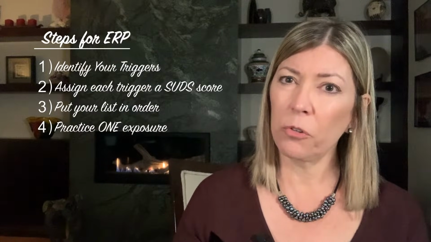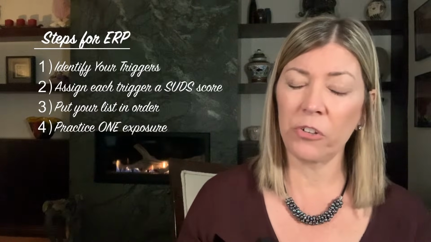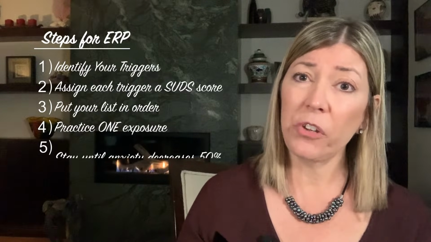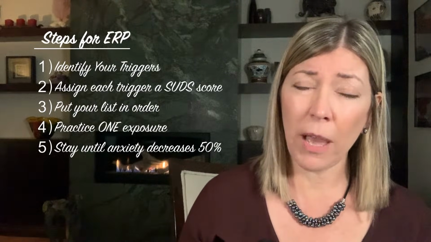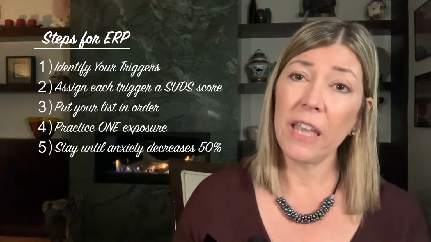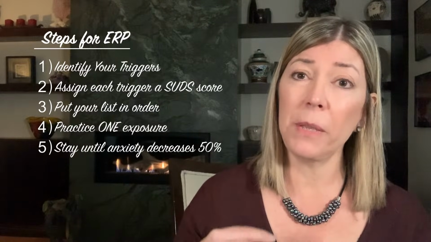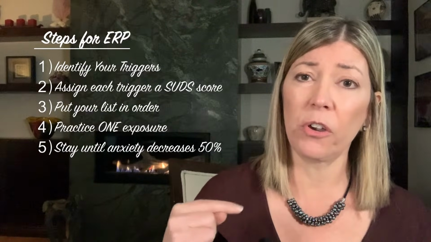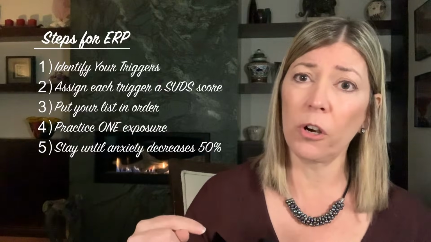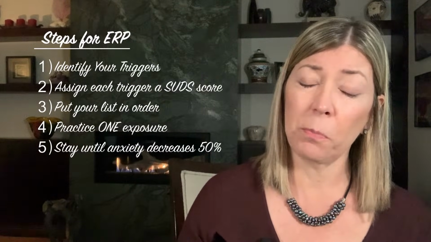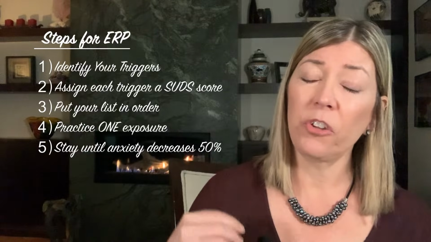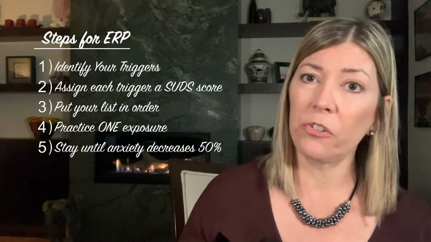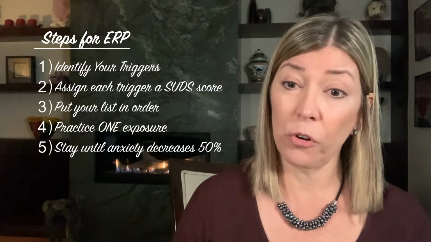We stay in an exposure. For this person, it would be not washing their hands, not doing the compulsive behavior, and we stay in it until our anxiety drops by at least 50%. I have people rating their SUD scores at the beginning of every exposure, and then every 10 minutes during the exposure, they're going to give themselves a SUD score until that SUD score drops by 50%. So if touching the doorknob was a SUD score of 80, they're not going to stop their exposure until they have given themselves a SUD score of 40.